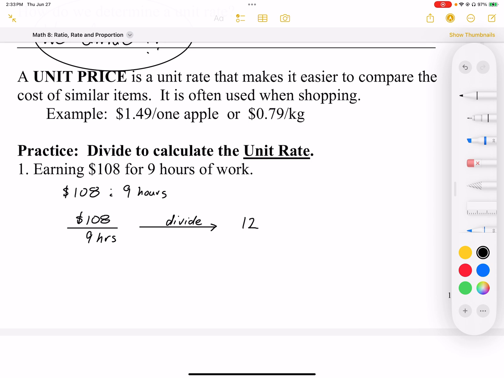Now, what does that 12 represent? It represents $12 per 1 hour, or $12 per hour. So this is our unit rate. We divide to get that.